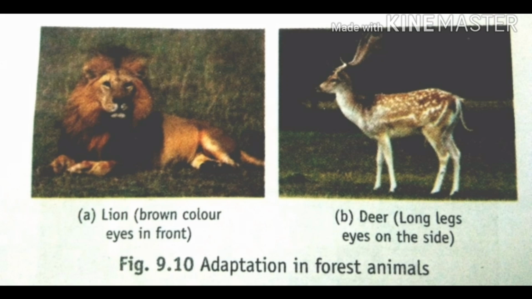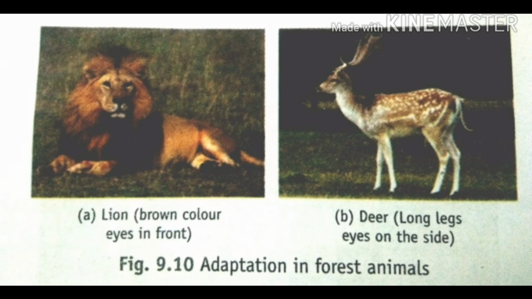Animals like lion have strong claws that remain hidden inside their toes and come out at the time of hunting. They also have sharp teeth to grab and stab the prey and tear the prey.